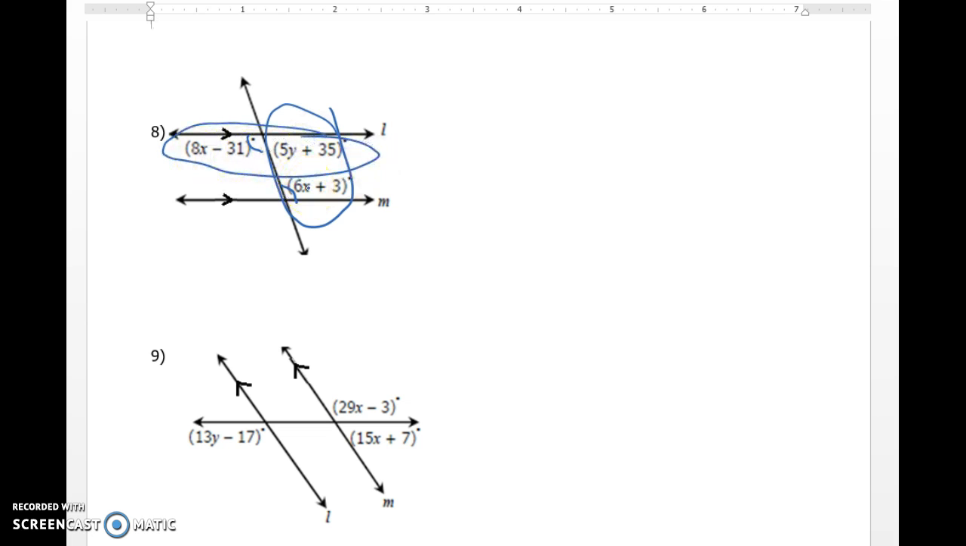These are consecutive interior. You're going to be doing number 9 in a similar fashion where these set of angles would be a linear pair, so you'd solve for x first, then plug x back in, you find this angle, which is going to be alternate exterior with this angle, so they're equal to each other. And that's it.